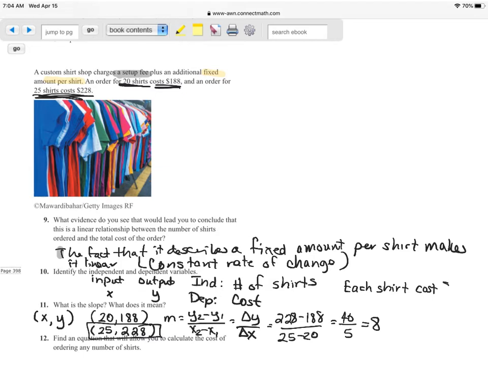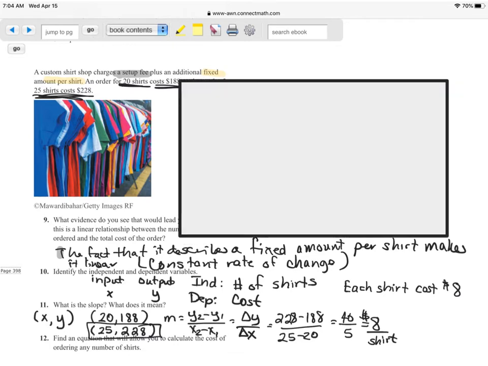costs $8. Another way of looking at that, the change in Y, what did Y have to do with? That had to do with money over the change in X. What did the X have to do with? Shirts. So you can see that it would cost $8 per shirt. That's another way to look at it. All right, I'm going to create for myself some room to do number 12 up here.